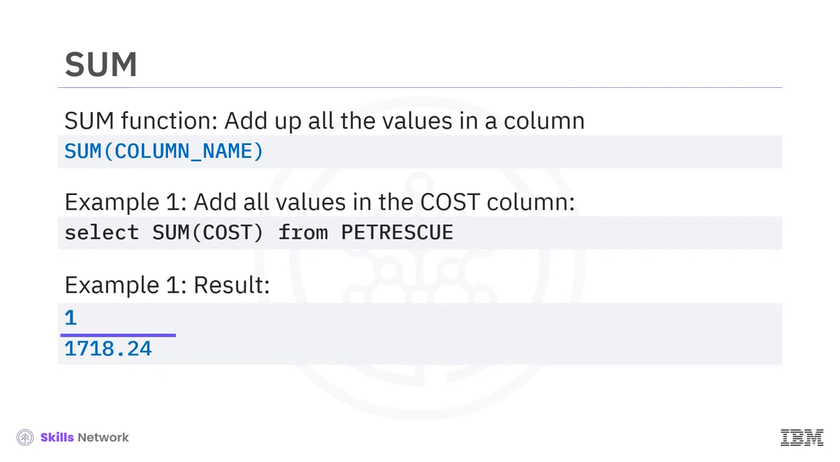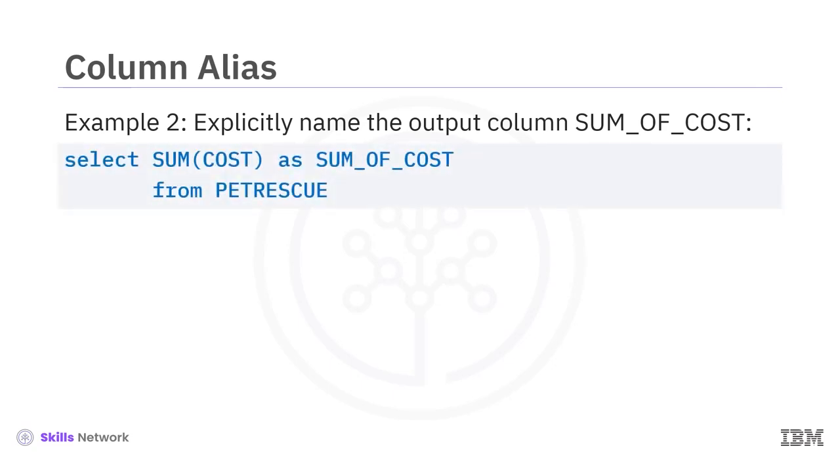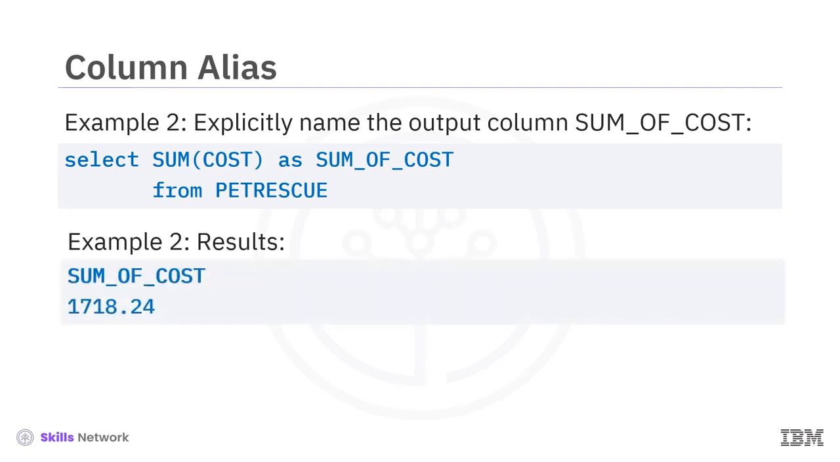When you use an aggregate function, the column in the result set by default is given a number. It is possible to explicitly name the resulting column. For example, let's say we want to call the output column in the previous query sum of cost. Select sum(cost) as sum of cost from pet rescue. Note the use of AS in this example.